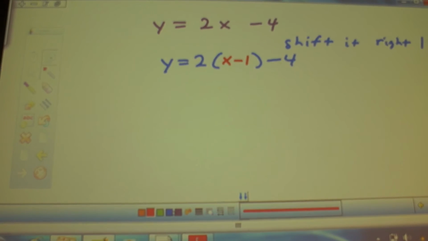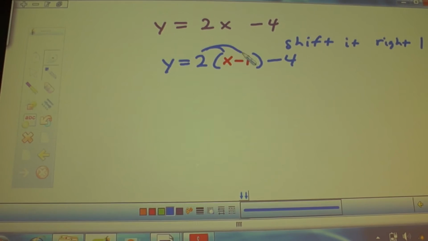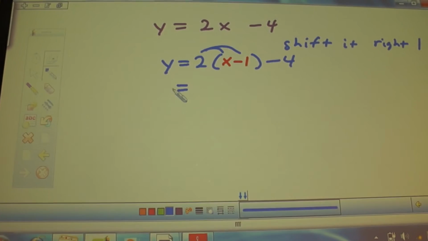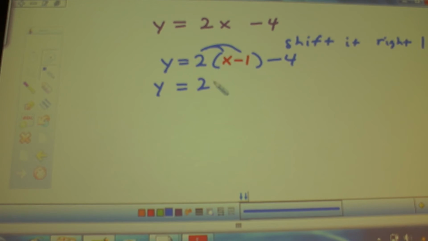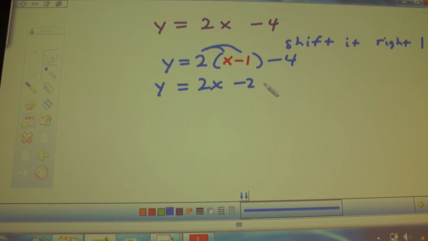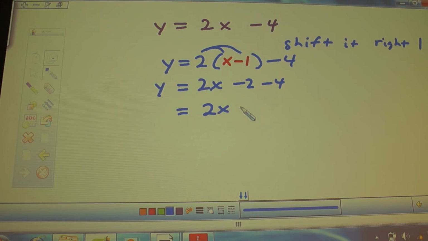So ideally you do 2 times x, 2 times 1, so I get y equals 2x minus 2 minus 4, and then obviously combine your like terms. So which are my like terms? Minus 2 and minus 4. So I get 2x minus 6. Combine like terms. I owe $2, I owe $4, so I owe $6.